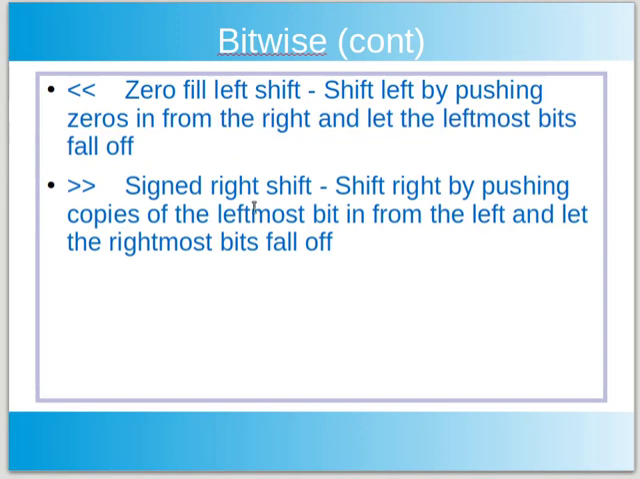So pretty simple there. Signed right shift: shift right by pushing copies of the leftmost bit in from the left and letting the rightmost bits fall off. So almost the exact same concept, except rather than pushing in zeros from the right, you're taking whatever number you started on and pushing that in from the left. Since there's a 1 on the very left, that would be your filler character. So you add 2 ones, and then you just start with whatever else you already had. You're just adding 2 ones here, and these 2 would fall off, so you would end up with that, and that would be your number right there.